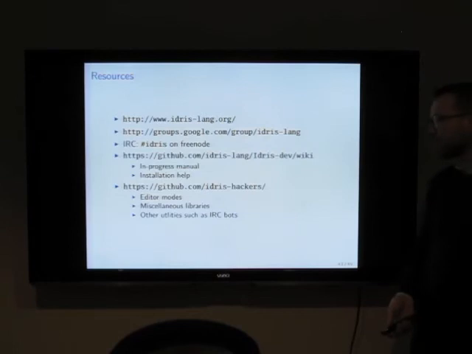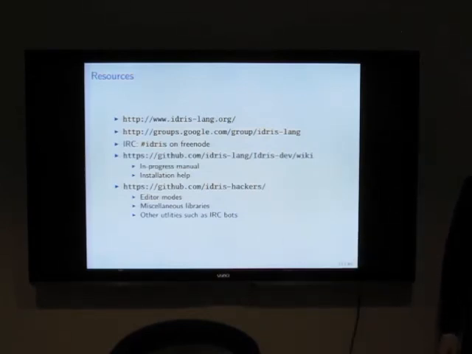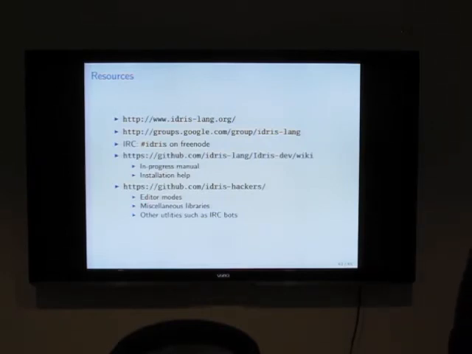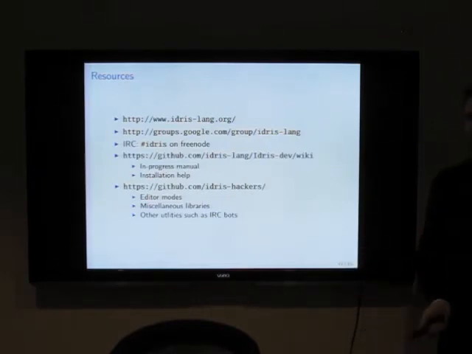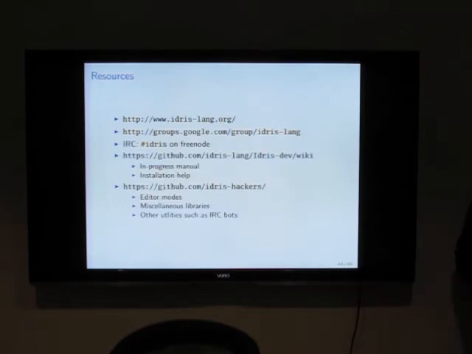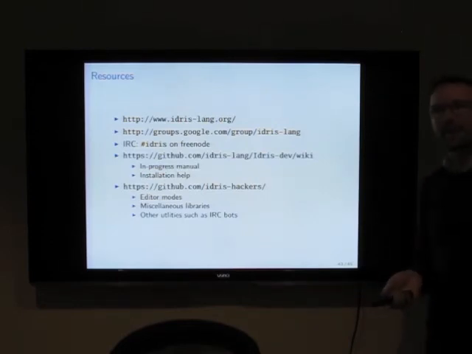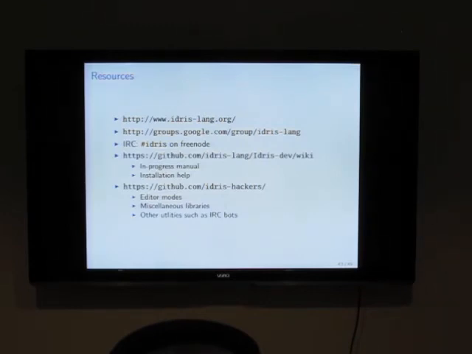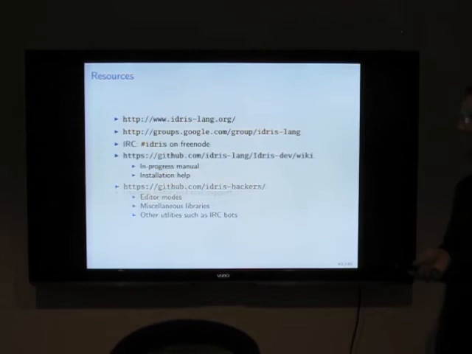And then we've got a GitHub group called Idris Hackers, where we are a little bit more fast and loose than with the main project. And you know, if you want commit rights there, you just get them. And there we have things like the Vim and the Emacs modes. We have various libraries, like a parser combinator library. And then there's an IRC bot, for example, which sits on the IRC channel and evaluates stuff for you. And that lives there too if you want to work on it.